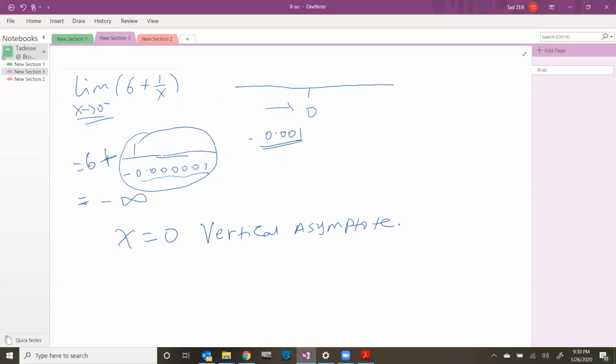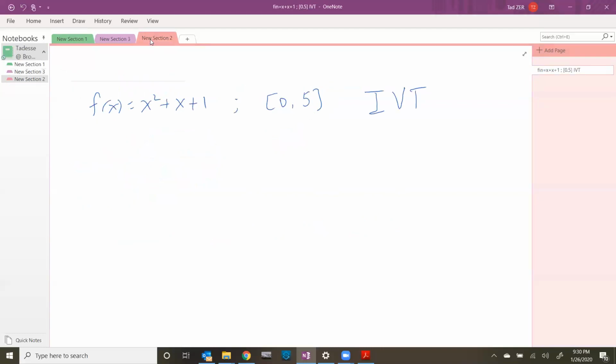That is what it means. X equal to 0 is a vertical asymptote. Now let's see one application of continuous functions. That's what we call the intermediate value theorem. So what is the intermediate value theorem?